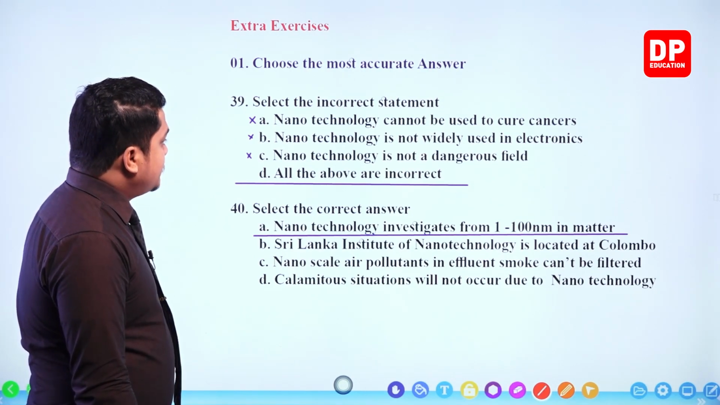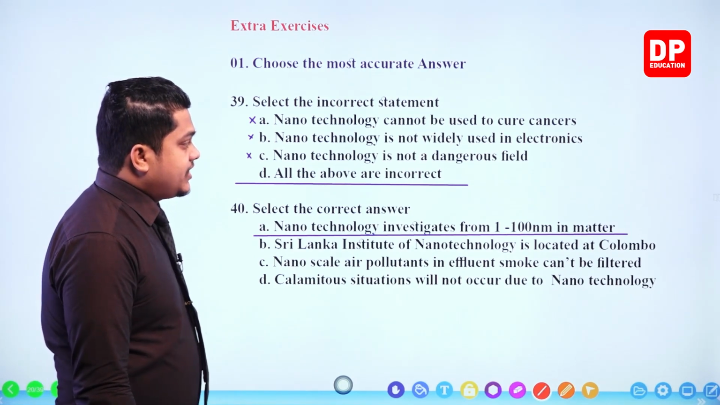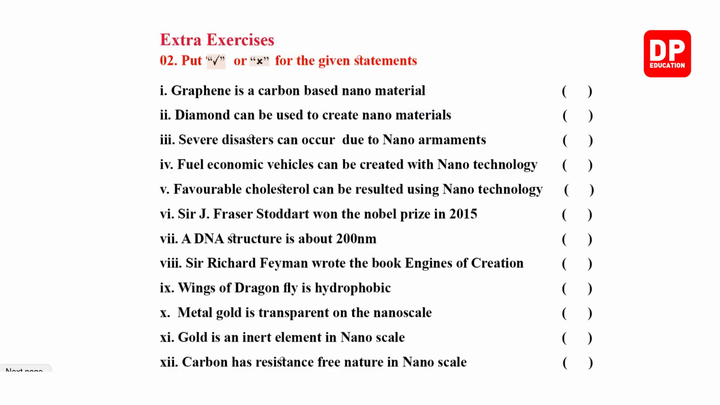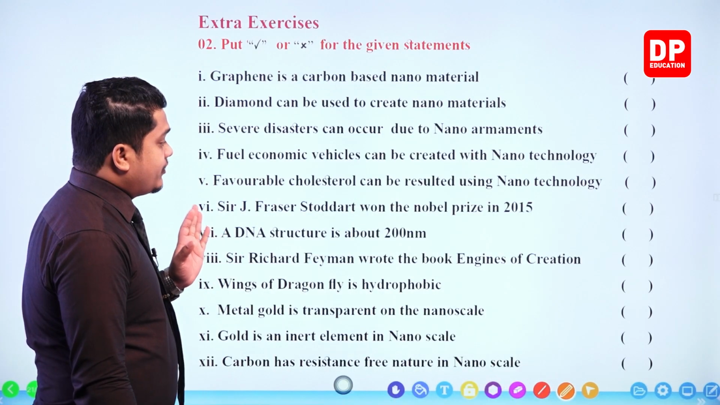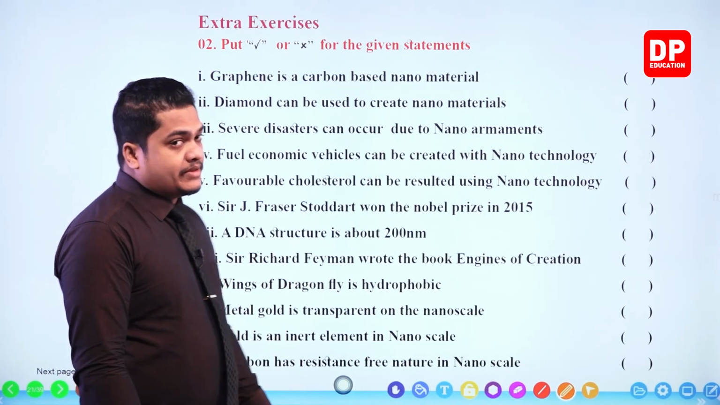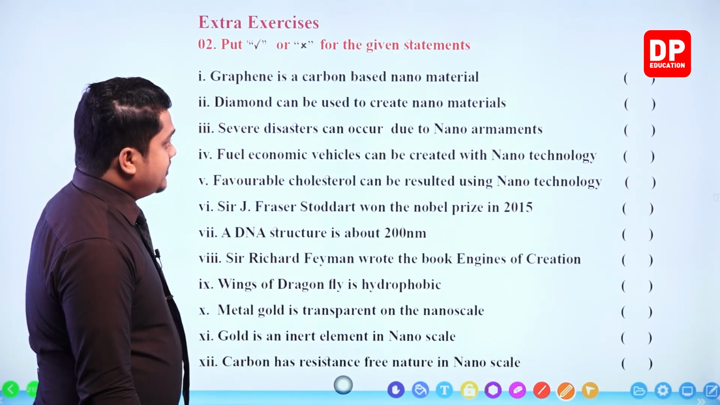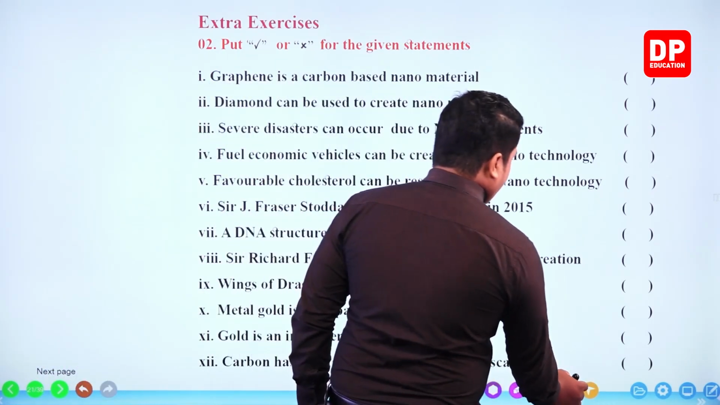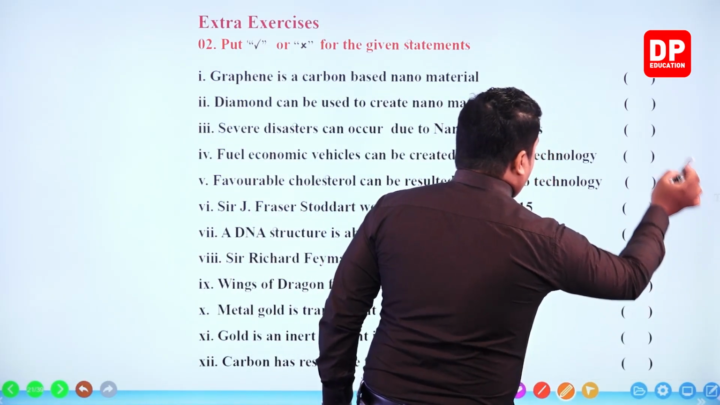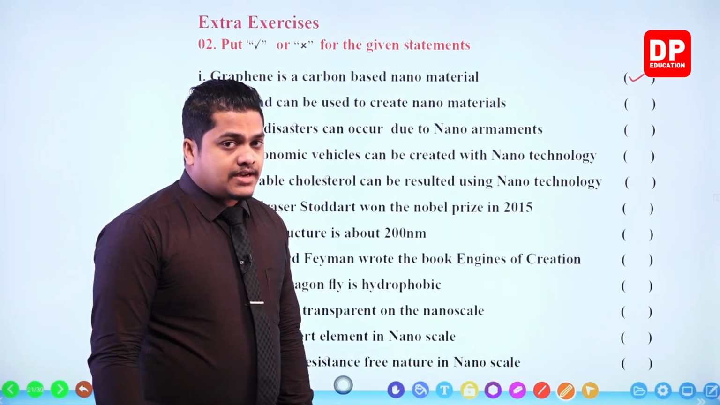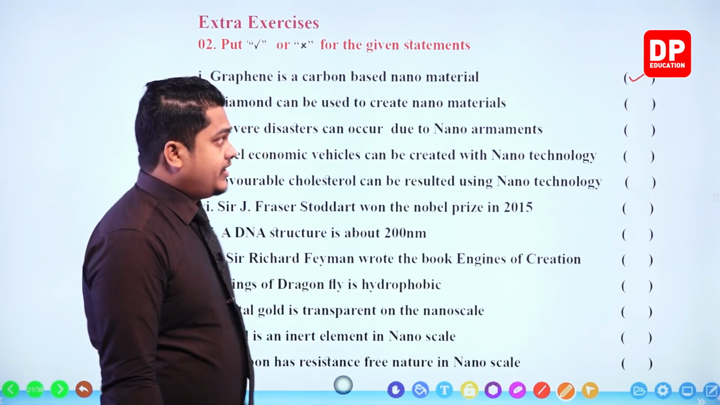Right then. So we have answered 40 MCQ type questions, right? Now let's head on to see the next one. As usual, my dear children, you are given the second type of question. Here you need to put a tick or a cross according to the falsehood or the truth of the statements. Let's see. Graphene is a carbon-based nanomaterial. Correct, no problem. You know that graphene is a carbon-based nanomaterial.